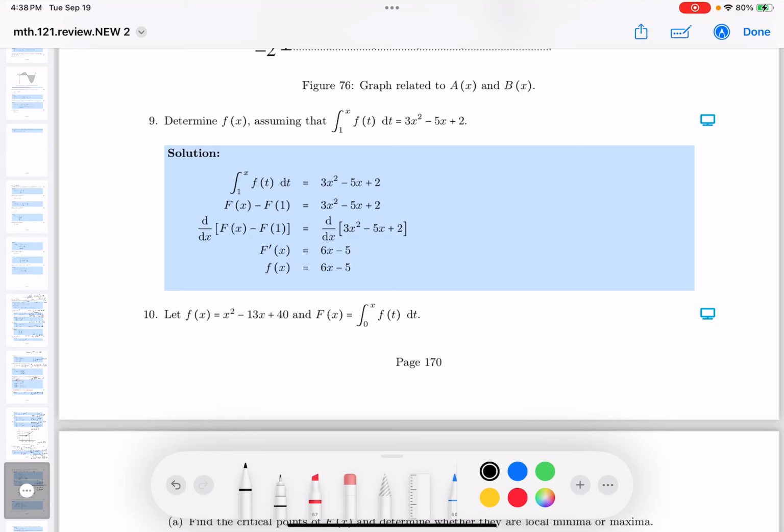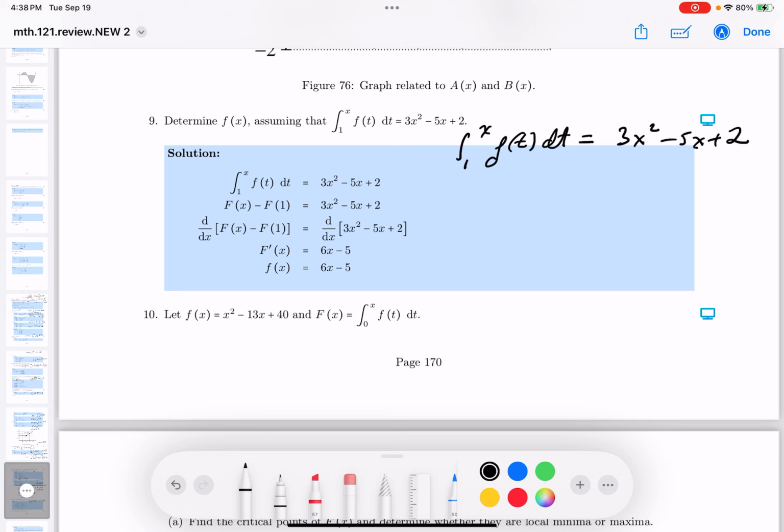Just make sure and send the questions to determine what f of x is. Well, let's look at it and see if I can do that. And what do I know about this thing? As it's written, it says the integral from 1 to x of f of t dt is equal to 3x squared minus 5x plus 2.